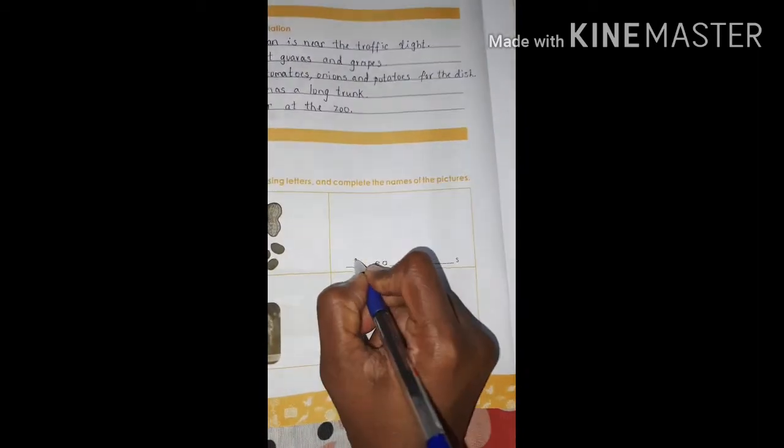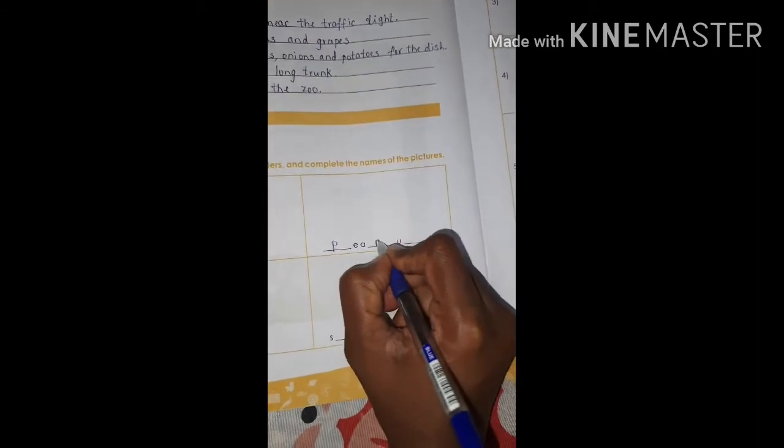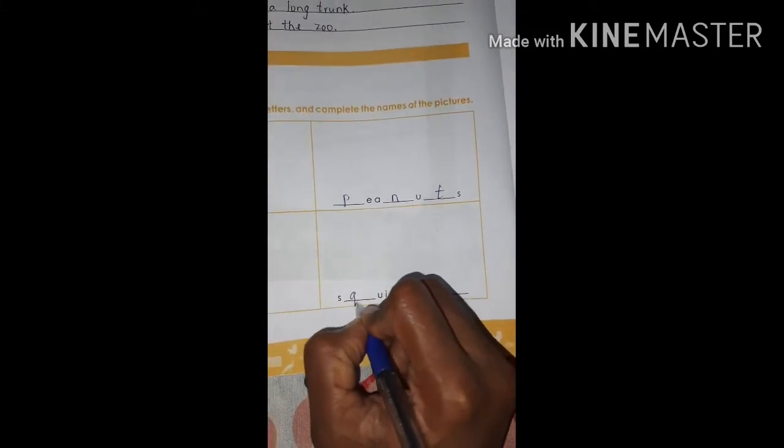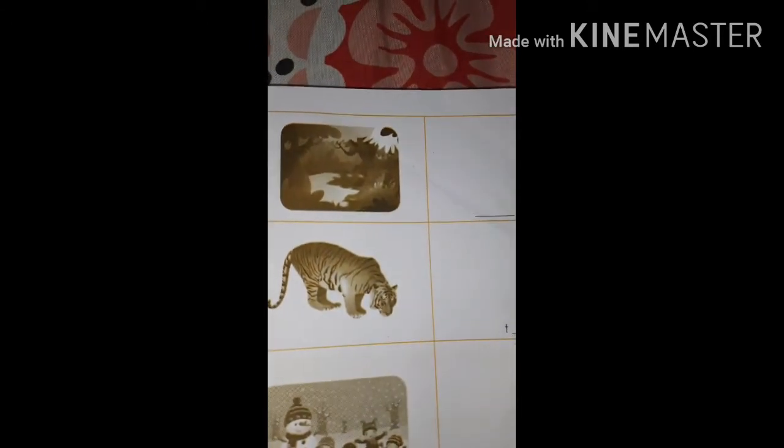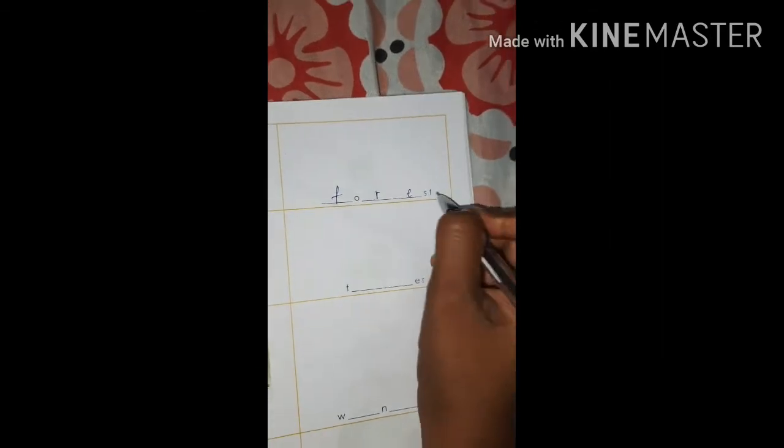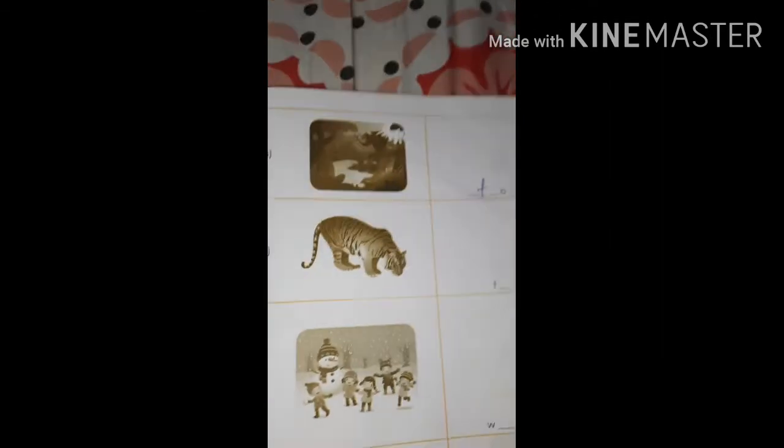Children, let us do exercise 2.1. Fill in the missing letters and complete the names of the pictures. Now first one, what you can see, it is a peanut. So write here P-E-A-N-U-T-S, peanuts. Second picture is squirrel. Children, you like to see squirrel, right? S-Q-U-I-R-R-E-L, squirrel. Let us see the next picture. What is this, children? It is a forest. F-O-R-E-S-T.